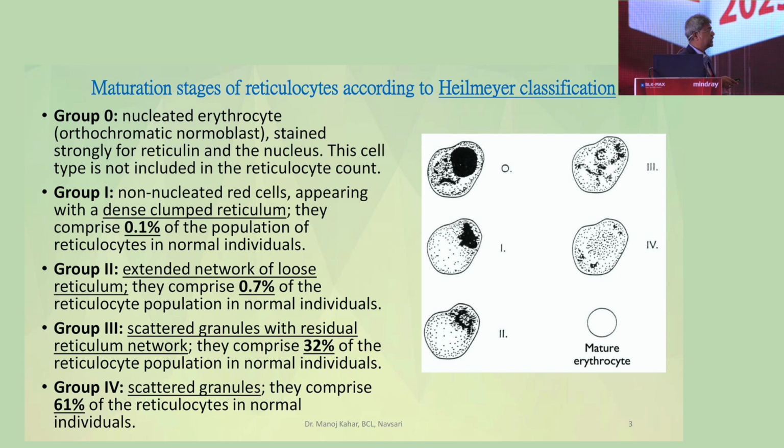Group 2 shows an extended network of loose reticulum. They comprise about 0.7% of the reticulocyte population in normal individuals. Group 3, if you see the figure there, has scattered granules with residual reticulum network, and they comprise 32% of the reticulocyte population. And group 4, scattered granules, comprise 61% of the reticulocytes. So this basic Heilmeyer classification is helpful when we go to the concept of IRF.